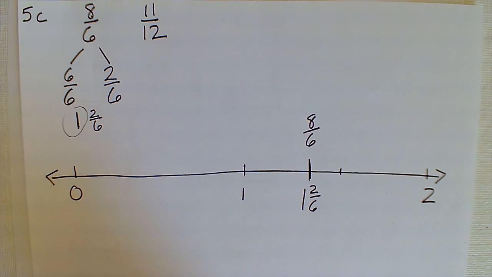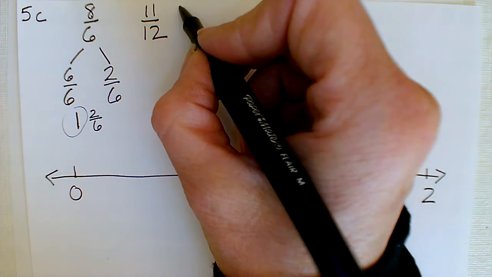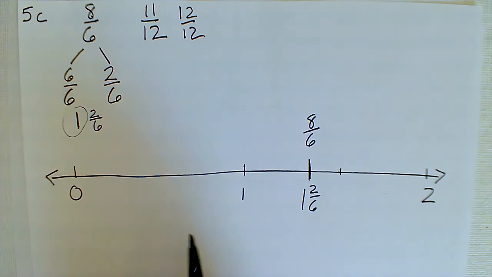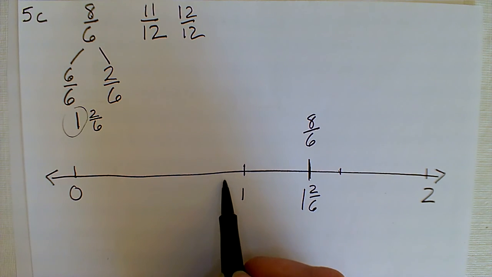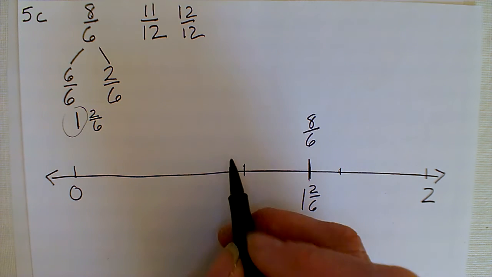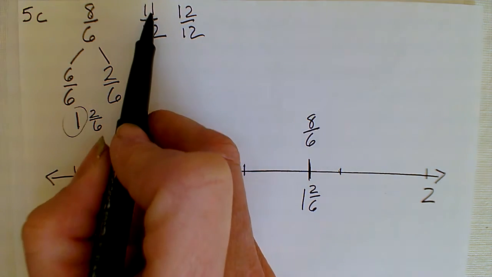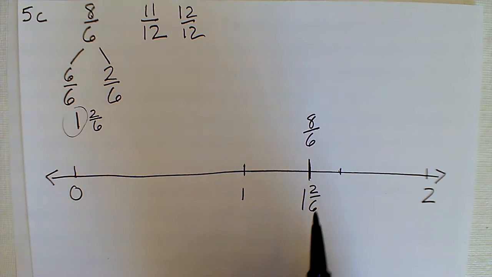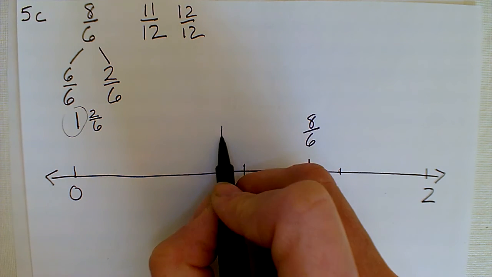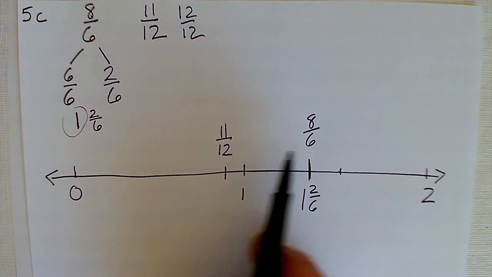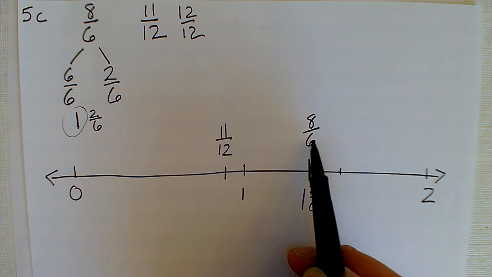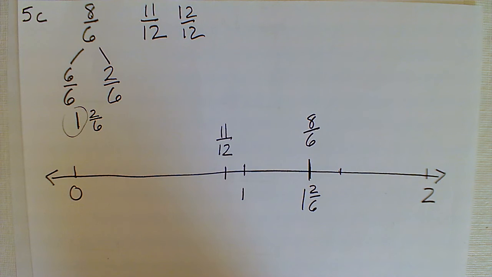Well, what about 11/12? I see that 11/12 is really close to 12/12. It's just 1/12 smaller. 12ths are really teeny weeny pieces, so that's going to be super duper close to this 1, but it's going to be a little less than 1 because 11/12 hasn't reached that 12/12 yet. So I'm going to put it right here, and I'll write 11/12 here. So now what I can see is that 8/6 is definitely larger than 11/12. 8/6 is greater than 1, 11/12 is smaller than 1. That would be a really easy way to describe that.